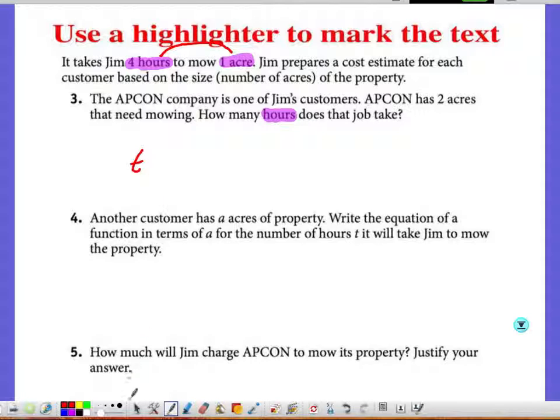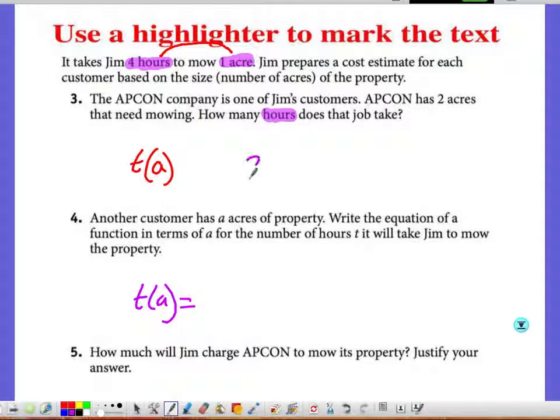And how do we find the hours? Well, we find them by the number of acres. So as you can see, the number of acres is our independent variable, and the number of hours depends on the number of acres that we have. So we're actually skipping a step here. That's going to help us set up the next equation, the equation for the next question.